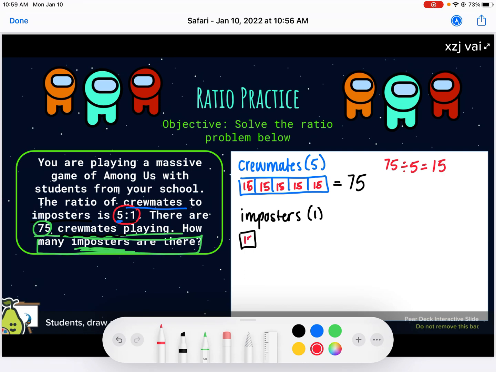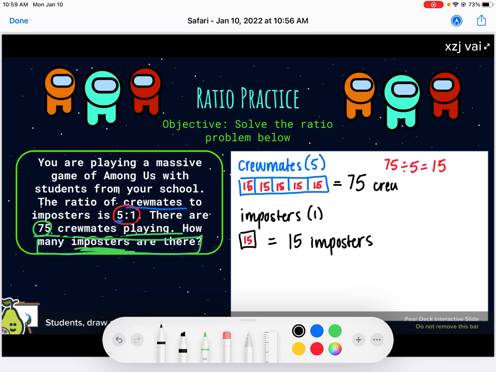And if I know those boxes equal 15, don't I know what the other box equals? Yeah, all ratio parts are going to be the same. So that would mean that I can answer this final question, how many imposters are there? Well, from this model, it looks like there's just simply 15 imposters.